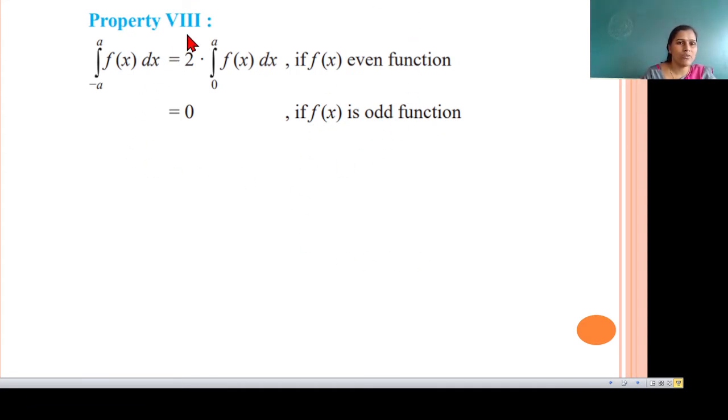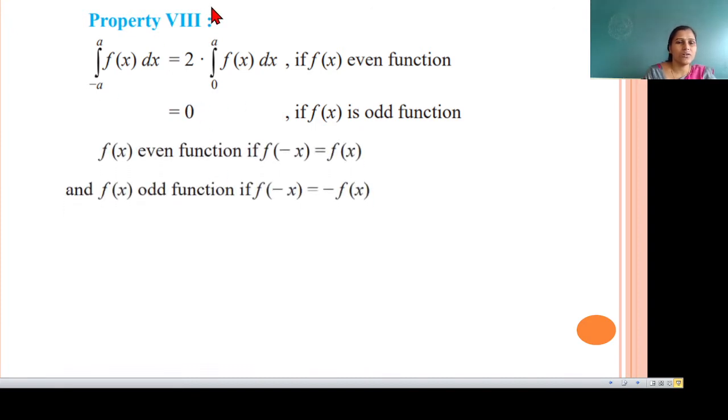Now we will move to our next property, that is property 8. Let us see first what is the statement of this property. Integral minus a to a f of x dx is equal to 2 times integral 0 to a f of x dx if f of x is an even function, and this value will be 0 if f of x is an odd function. Particularly, this property is for even and odd functions. When your function is even, then you have to use the first value, and when your function is odd, then the value of this integral will be 0.